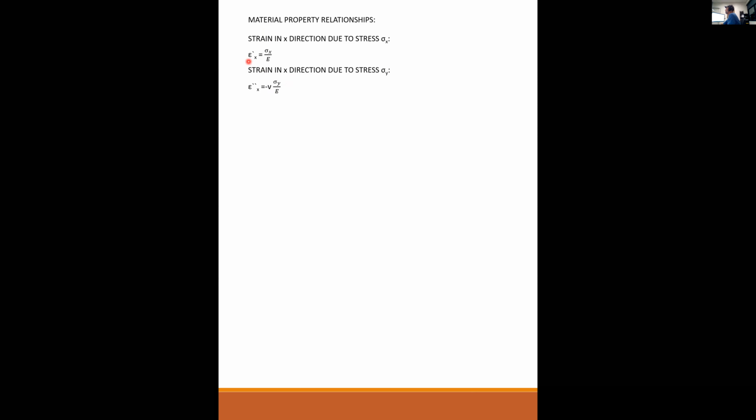So we learned this from Hooke's law. We learned this from the section on Poisson's ratio. Strain in the x direction due to a stress in the z direction is likewise epsilon triple prime equal to negative nu sigma z over E. So these are three components of strain from three different directions of stress. Adding all three components together, we have that the strain in the x direction, and Young's modulus is common to all three, so we can pull that out front. So epsilon x is equal to 1 over E, sigma x minus nu times sigma y plus sigma z.